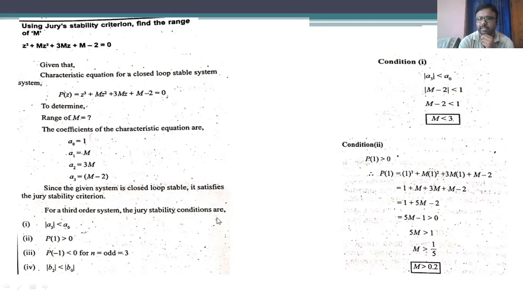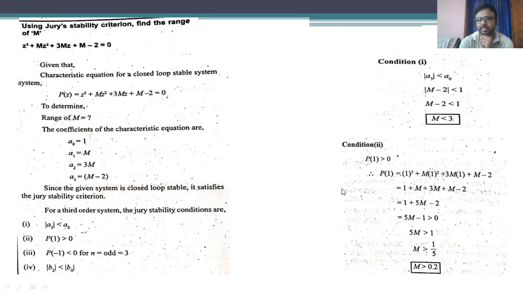Without any delay, the first condition is A3 is less than A0. A3 value is M minus 2, so modulus of M minus 2 less than 1 means M less than 3.